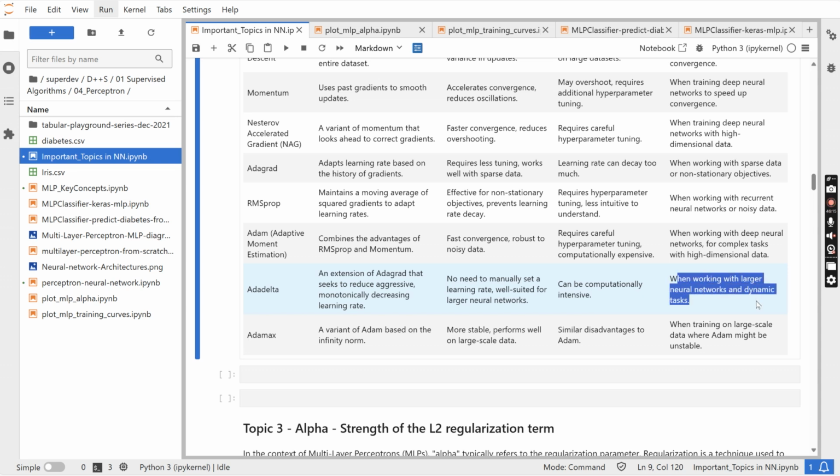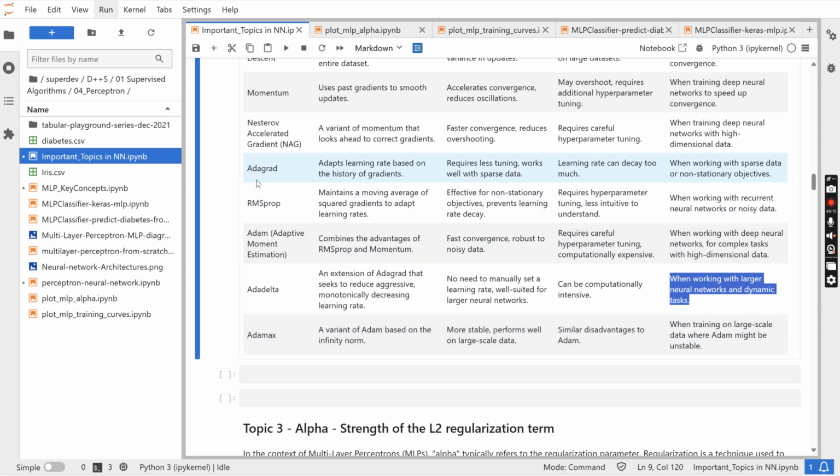You use it when working with large neural networks and dynamic tasks that change, like your videos. In video data, if the data keeps on dynamically changing, or let's just say your stock prediction, stocks keep on going up and down. So it's unpredictable basically, so there you can use AdaDelta.